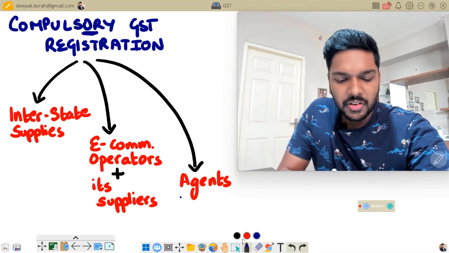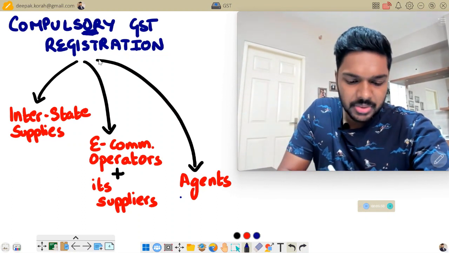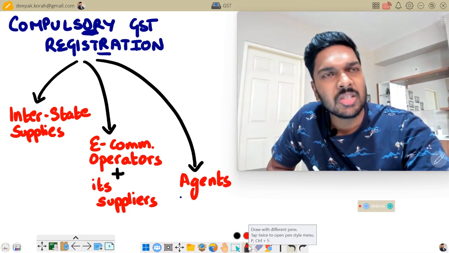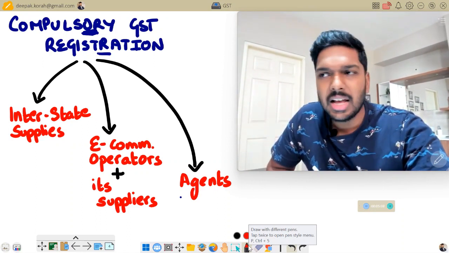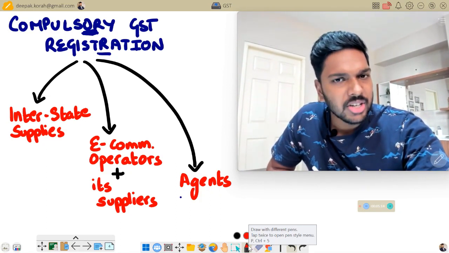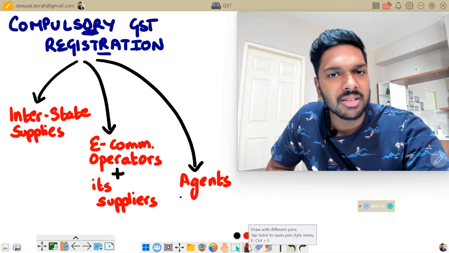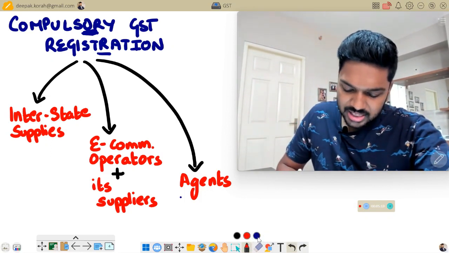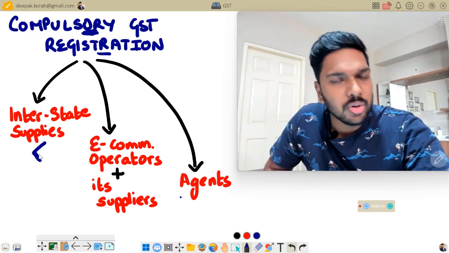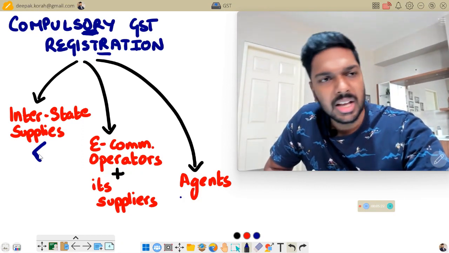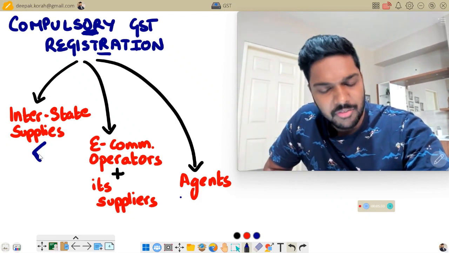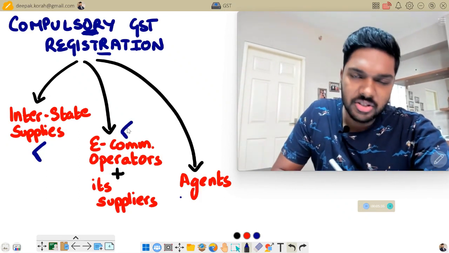Well, coming to the topic of compulsory GST registration. In this case, there are some situations in which, irrespective of your turnover limit, that is, whether you cross the 20 lakh limit or the 40 lakh limit, or if you're below that, you need to obtain a compulsory GST registration. First one is that if you are involved in any interstate supply, whether you are supplying goods or services online or offline from one state to another state, you need to obtain a GST registration. If you are an e-commerce operator, then of course you need to obtain a GST registration.